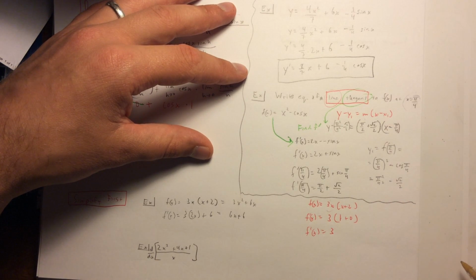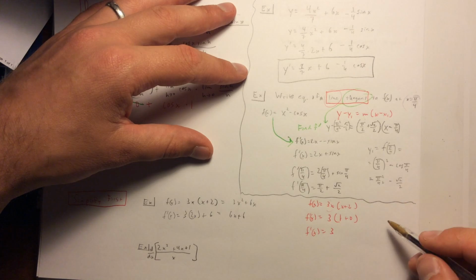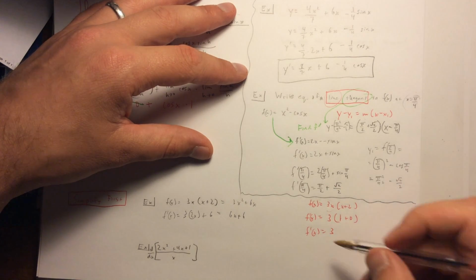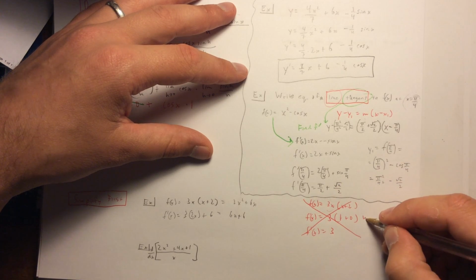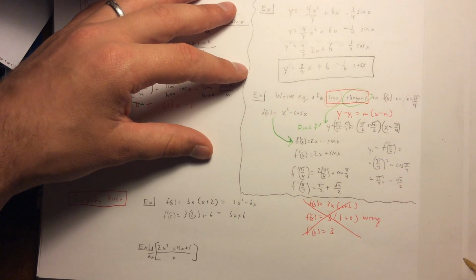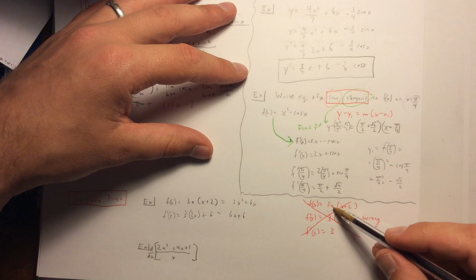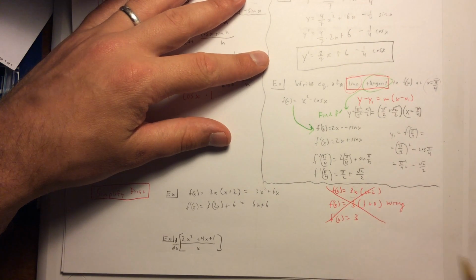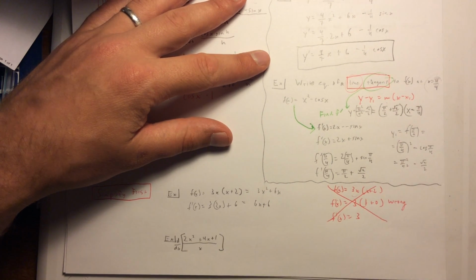Wrong. That would make it a straight line, and this is obviously a parabola. Wrong. In the next section, we'll learn about the product rule. Not yet, but we'll get there. Don't do that. So always simplify first.